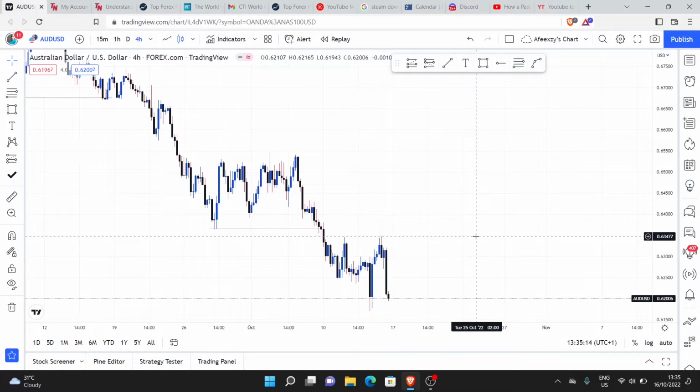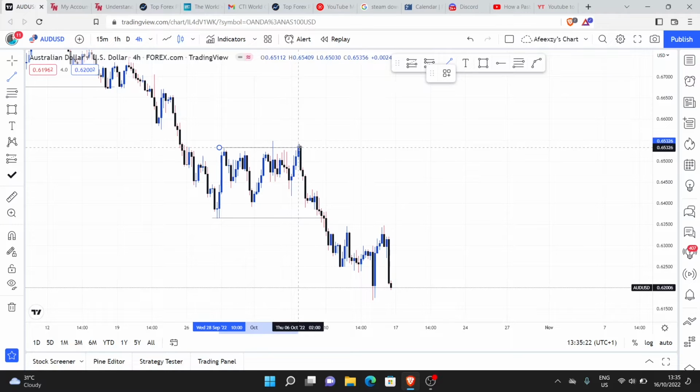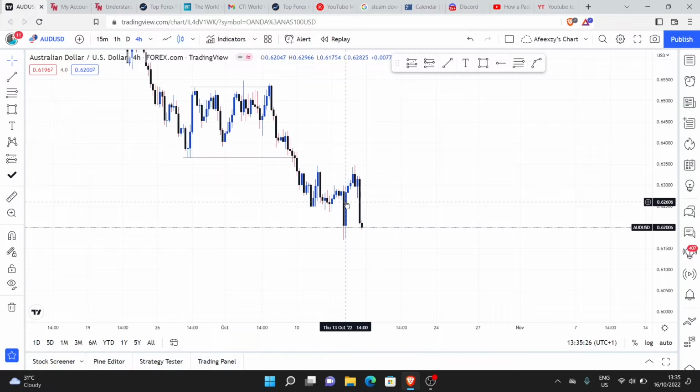On our 4-hour time frame perspective, you can see at this zone here, it consolidated and broke out again and continued going bearish. Also here you can see there's some kind of little consolidation happening.